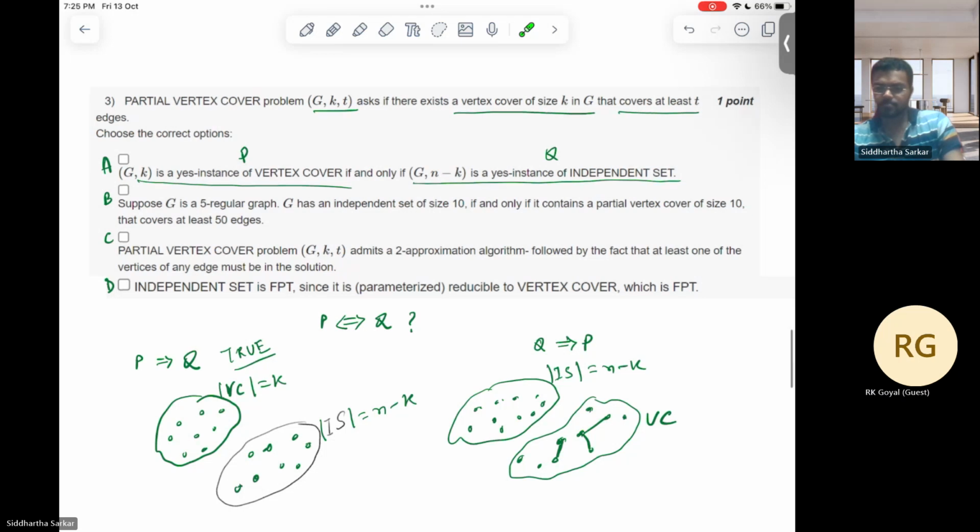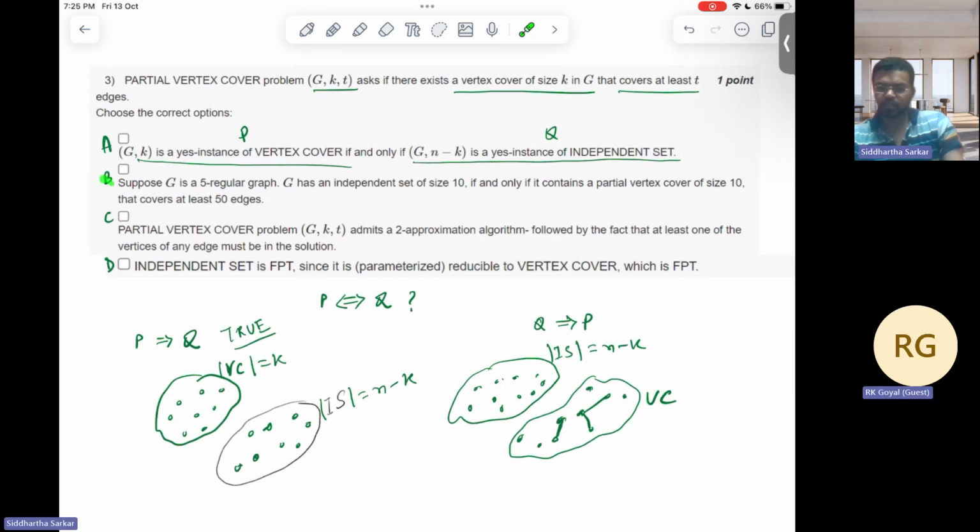So let us move to the next one. Suppose G is a 5 regular graph, so every vertex has degree 5, and G has an independent set of size 10.